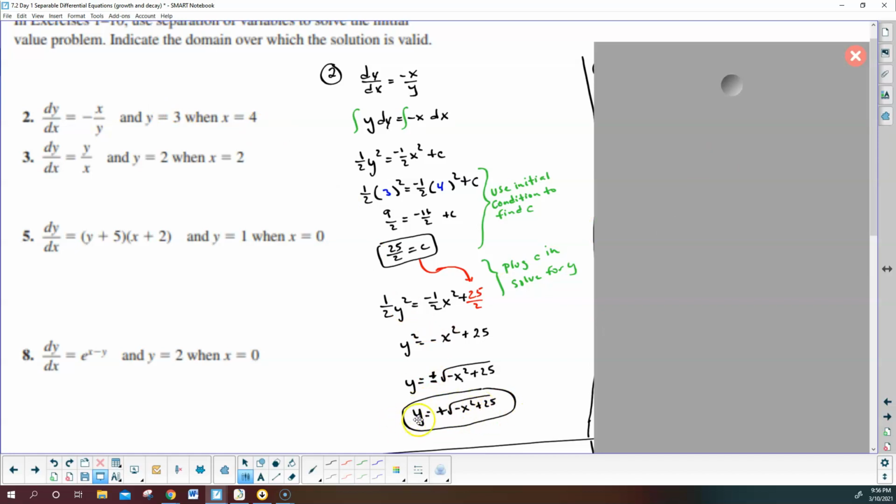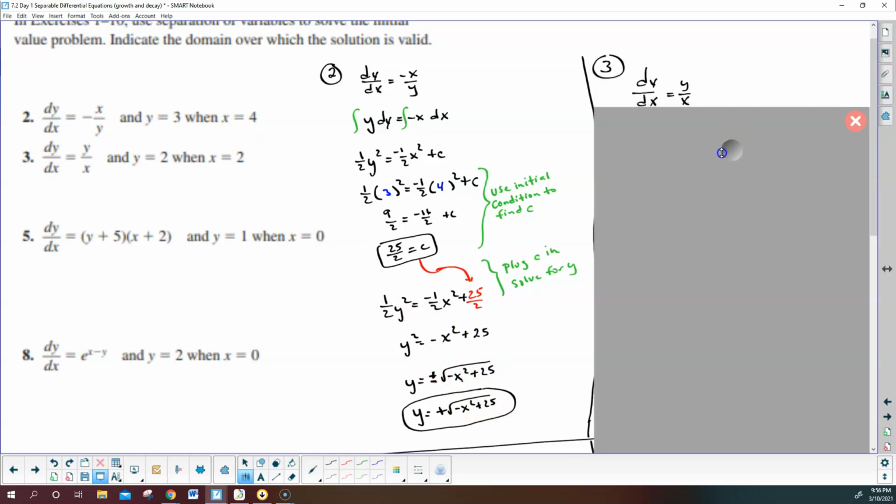One of the things you can always do with your answer is take x and plug it in here as 4. So 4 squared is 16, negative 16 plus 25 is positive 9. The square root of positive 9 is 3. So my solution works out. You can always check your answer like that.